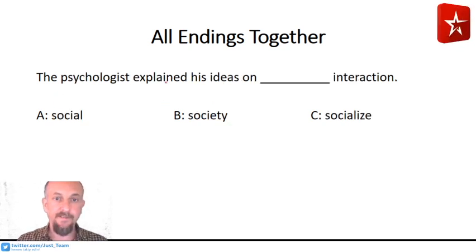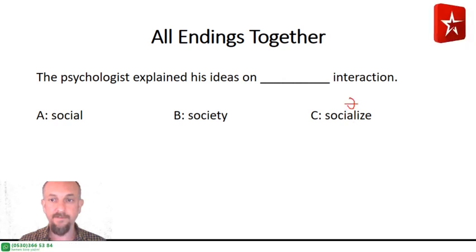The psychologist explained his ideas on something interaction. So we've got A, social, B, society, and then we have C, socialize. We've got that schwa sound in social, that schwa sound again that we discussed earlier. So this is our suffix here, al, then we have ize.